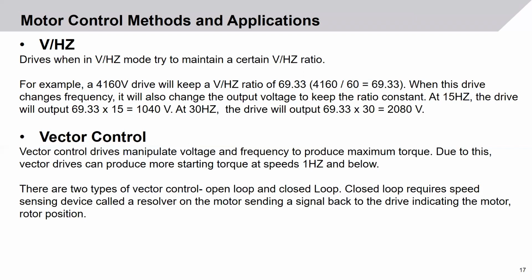Vector control is somewhat different. Vector control drives manipulate voltage and frequency to produce maximum torque. Due to this, vector drives can produce more starting torque at lower speeds, below 1 hertz. There are two types of vector control: open loop and closed loop. Closed loop requires a speed sensing device called a resolver or tach feedback on the motor, sending a signal back to the drive indicating motor rotor position. In open loop control, there is no resolver or tach feedback. The drive algorithm simply manipulates the operation.